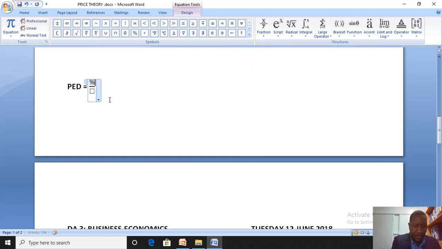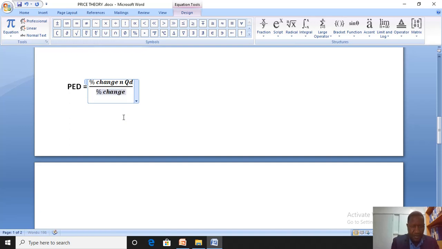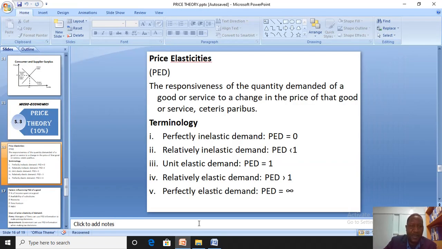So we have our percentage change in quantity demanded divided by the percentage change in price. That's the formula for PED: percentage change in quantity demanded divided by the percentage change in price. So that's the formula for calculating PED.